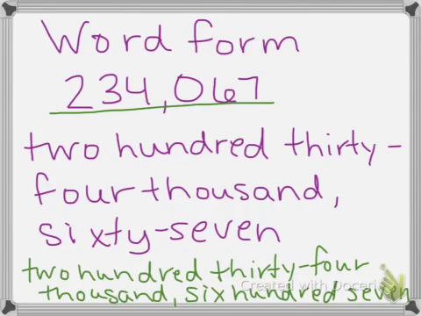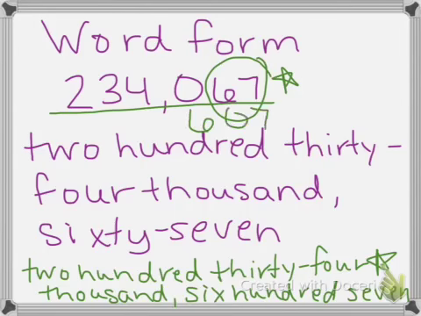234,067. If I read the one in green and whisper read it, 234,607. Wait, does that sound like 234,067? 234,607. If they whisper read it, they're going to know that they're off a little bit and that they need to go and check to make sure that they have correctly identified this as 67 and not 607, to make sure that their word form is correct.